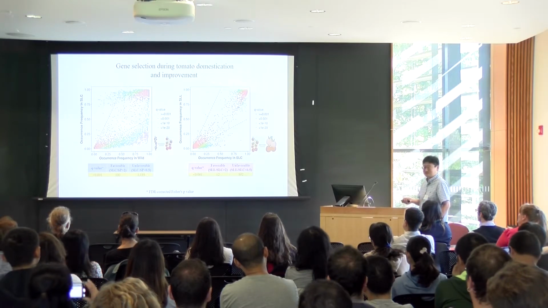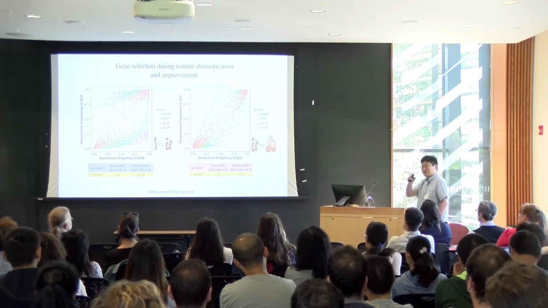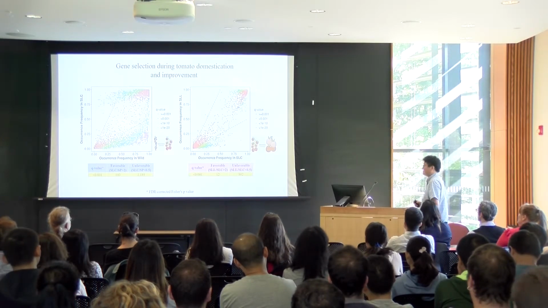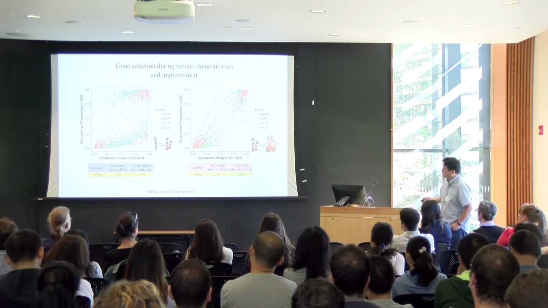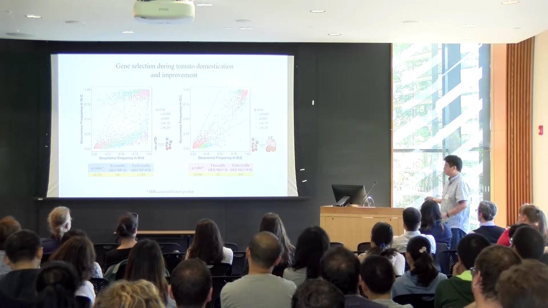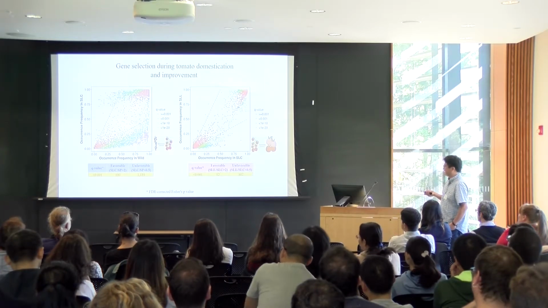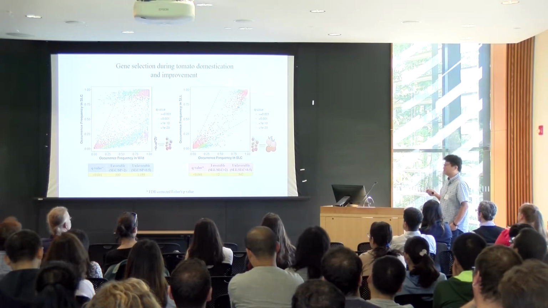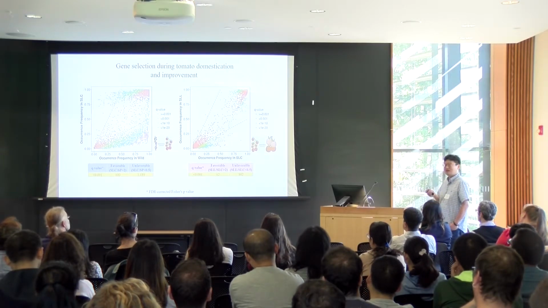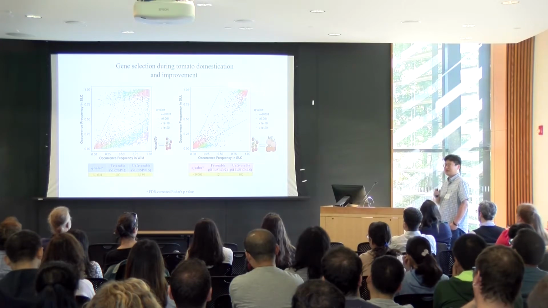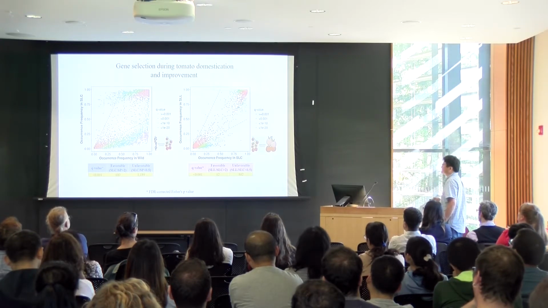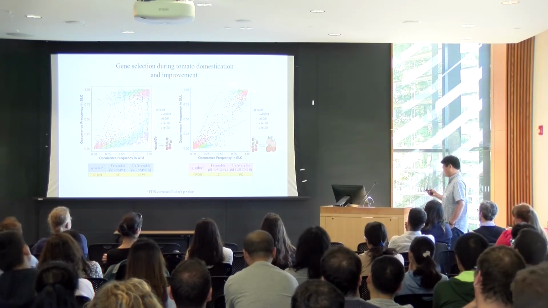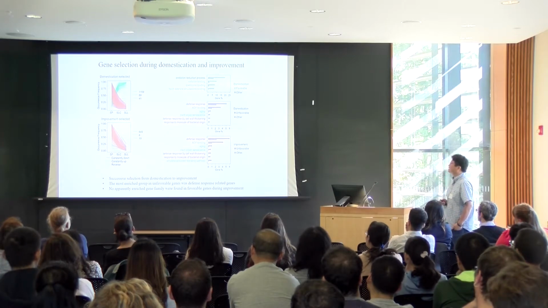More than 1,000 genes, like 1,200 genes, had a much lower frequency in cerasiforme than Pimpinellifolium. Only 100 had a higher frequency. This was consistent in the improvement stage. You can see 800 were lower, and only 12 were higher in cultivated tomato, in Lycopersicum. This is also an indication of gene loss or negative selection during this breeding history.